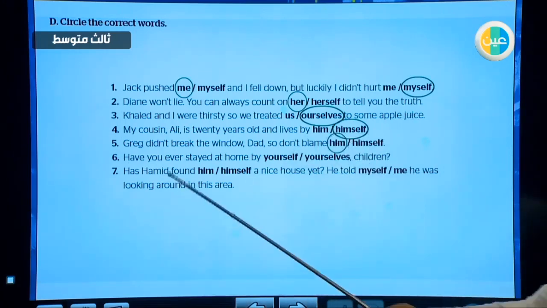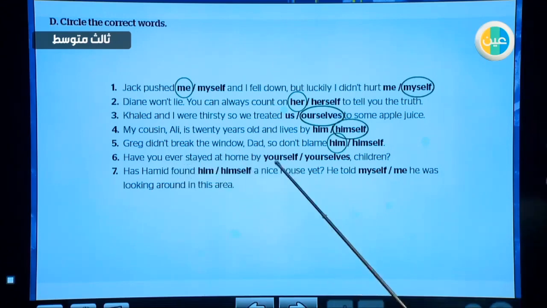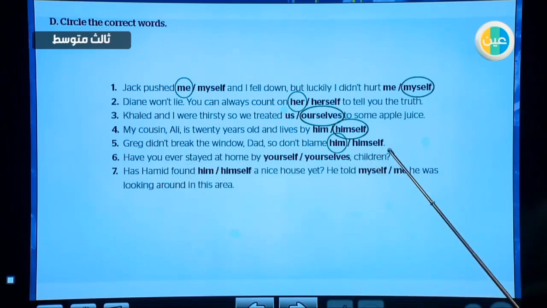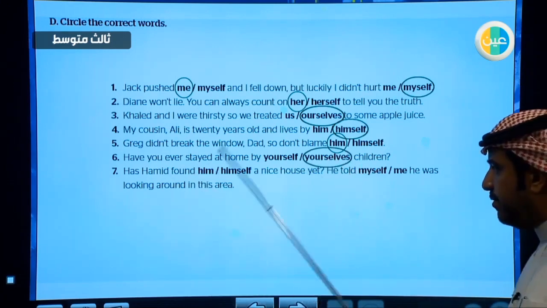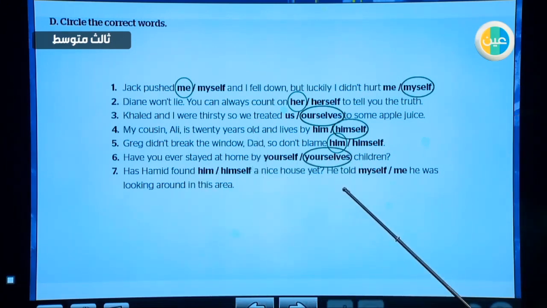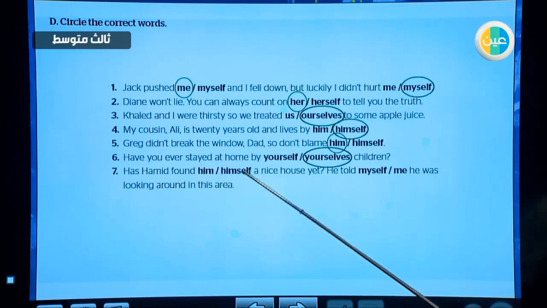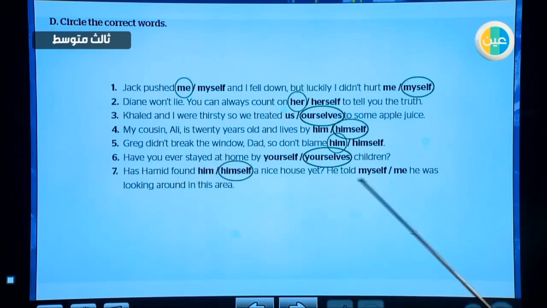Yes. Have you ever stayed at home by yourself or by yourselves, children? Here we have the singular and plural. Which one will we choose? Of course, we will choose the plural because we are talking to children, yourselves. Excellent. Has Hamid found him or himself a nice house yet? He found himself, the same subject. Yes. He told myself or he told me? Subject is he and the object is me.